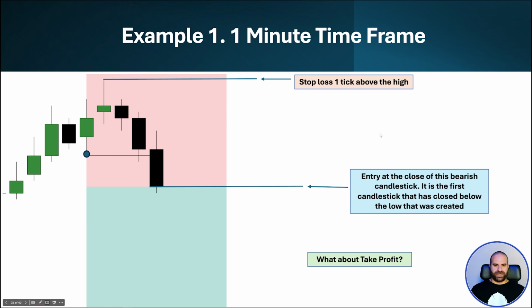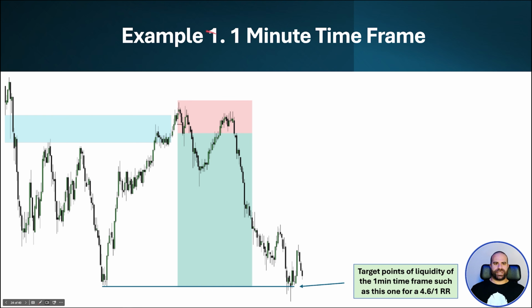You will see in the second example what I mean by that. What about take profit now? Again guys, you can go ahead and target areas of the 1 minute time frame. This is exactly how it would look. You see, this is the candlestick that we saw that broke below structure. This right here was our low. We enter, stop loss above the area. You are targeting areas of liquidity of the 1 minute time frame.